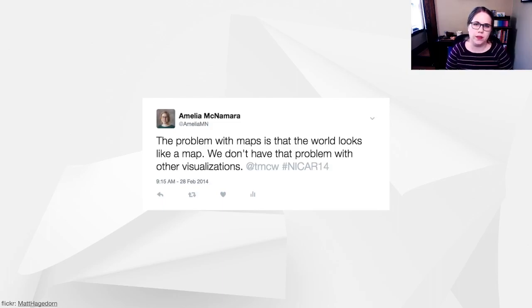And I just want to start with the idea that the problem with maps is that the world looks like a map. So if you are up in an airplane and you're looking down out the window, what you see out the window looks vaguely like a map. And we don't have that same problem with other types of data visualizations. So if you have a scatter plot, it might seem true because it's been made with statistical software, but it doesn't look like the thing that it's actually representing. Versus maps kind of look like the thing that they're actually representing, which makes them feel more true, even though they're not.